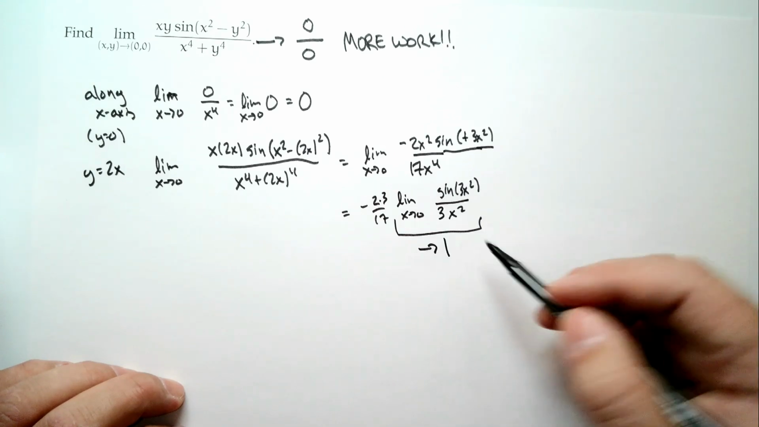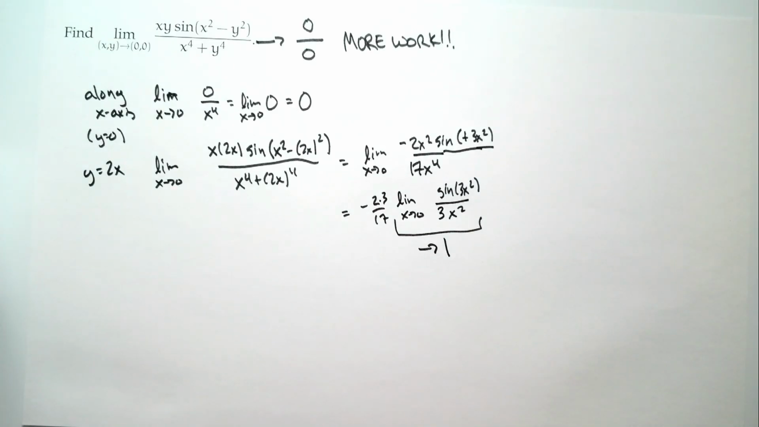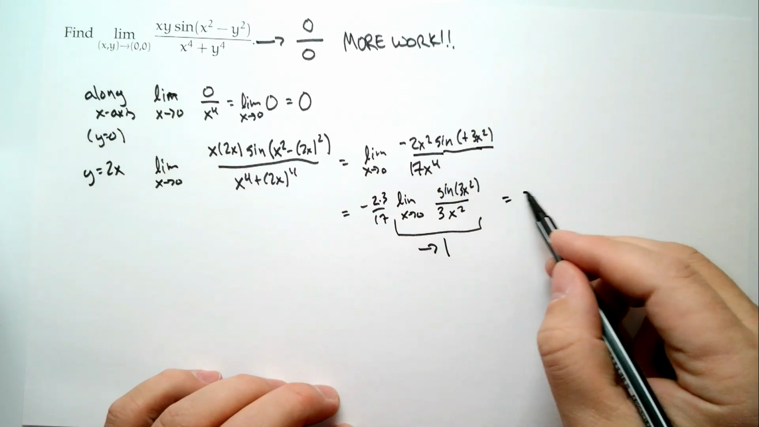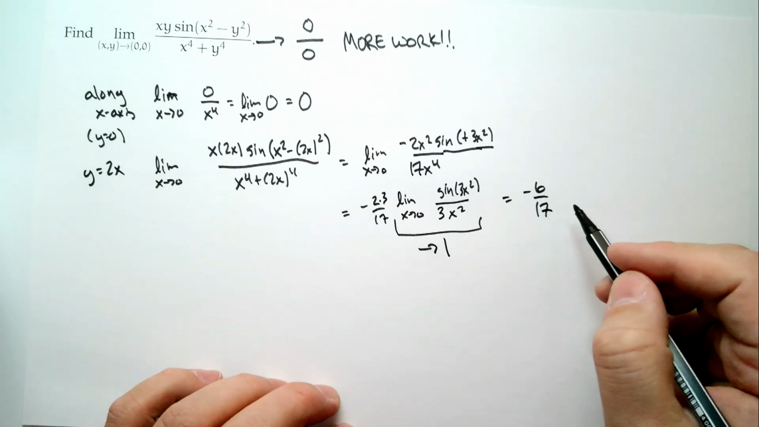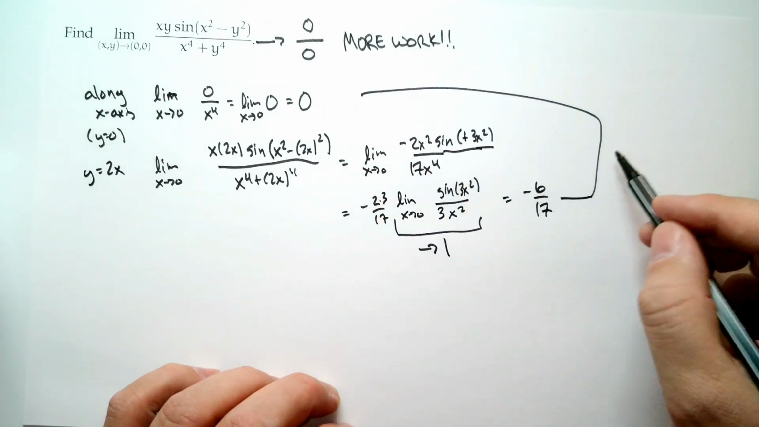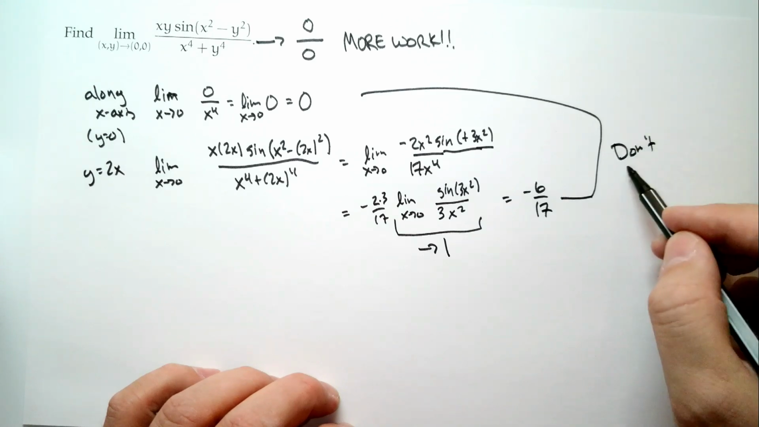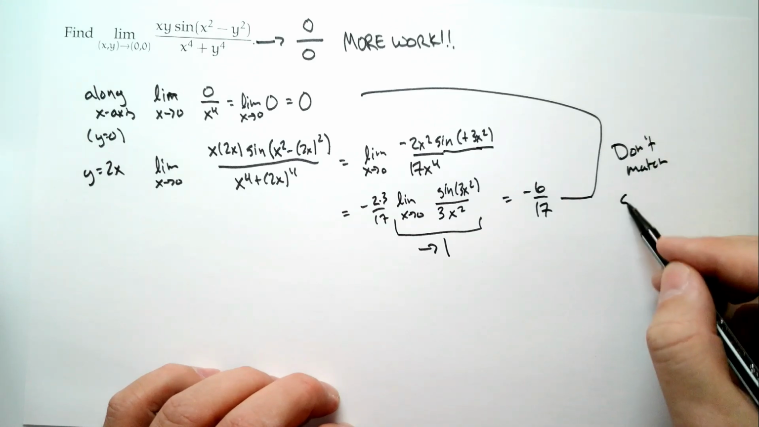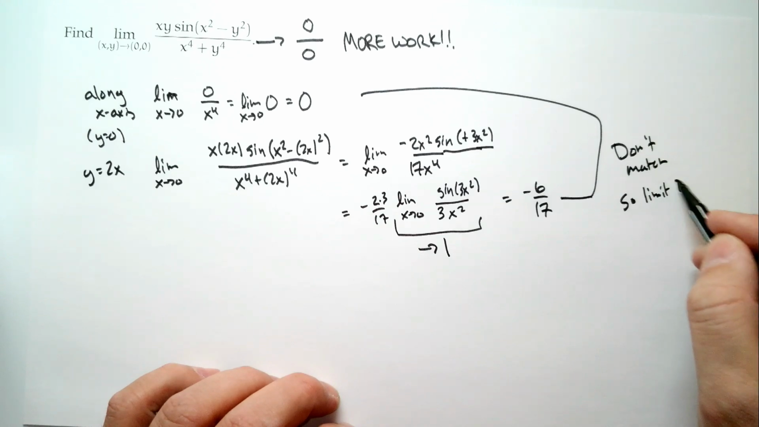That goes to 1. So if it's sine of something over something, and if you weren't sure about it, use l'Hôpital, because you've taken Calc 1. Just remember, channel your inner French. Oh, l'Hôpital, mon ami! It's been so long! So the moral is, you get negative 6 over 17. Now, what's true about negative 6 over 17? It's not 0. These don't match. So the limit does not exist.